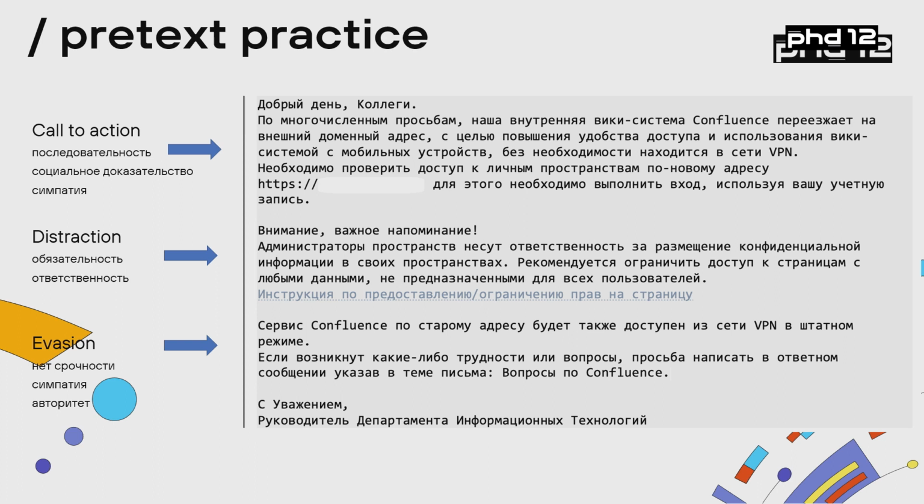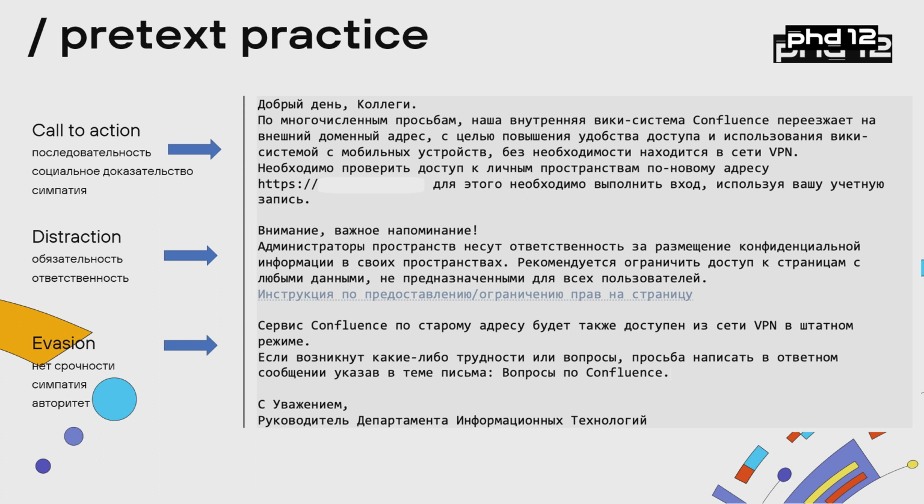It all starts with a call to action. So let me read it out. Hello, dear colleagues. Due to numerous requests, our internal Confluence wiki system is moving to an external domain address in order to make it more convenient so that you don't need to access it through VPN. Please check if you can access it in its new address.